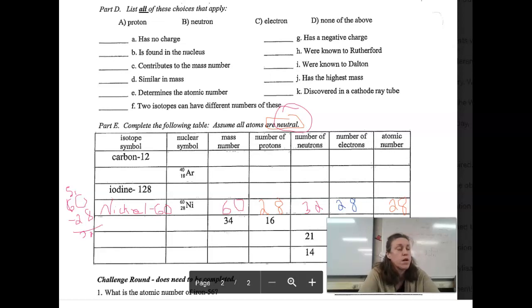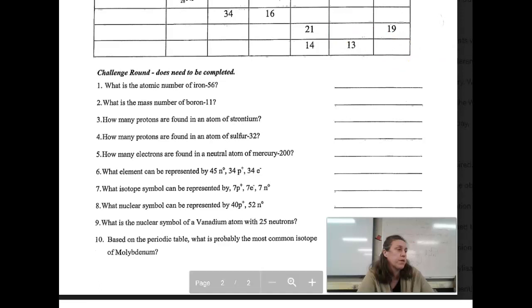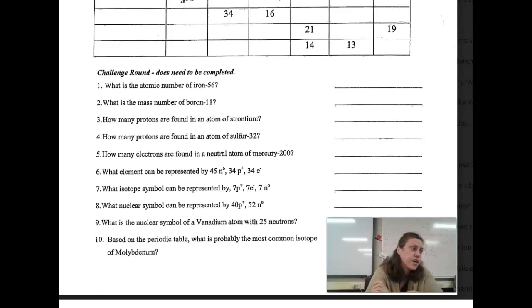Okay. All right. I'm going to go ahead and exit drawing. You can pause here if you need to copy those down. All right. So this bottom part down below, atomic number for iron 56, that's on the periodic table. Mass number for boron 11, it's right there. It's not on the periodic table, it's right there. How many protons are found in strontium? Now, this is one, I don't remember if it's Sr or if it's St, so you've got to go through that. Number 6, look at the amount of protons.